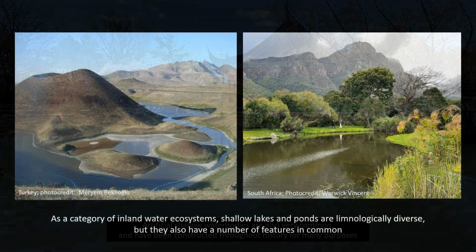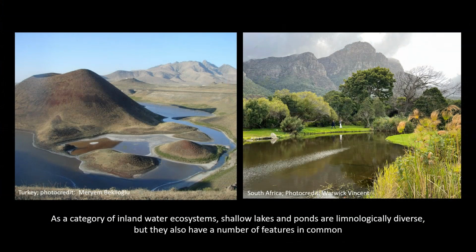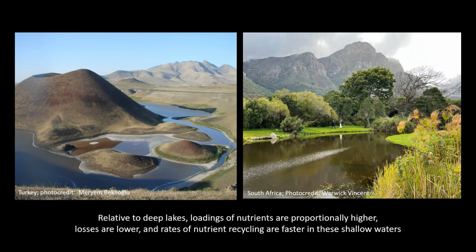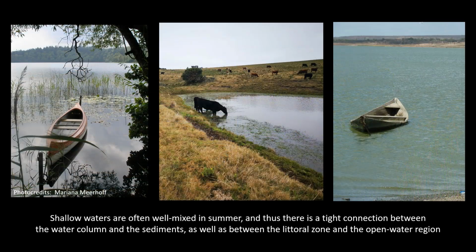As a category of inland water ecosystems, shallow lakes and ponds are limnologically diverse, but they also have a number of features in common. Relative to deep lakes, loadings of nutrients are proportionately higher, losses are lower, and rates of nutrient recycling are faster in these shallow waters.